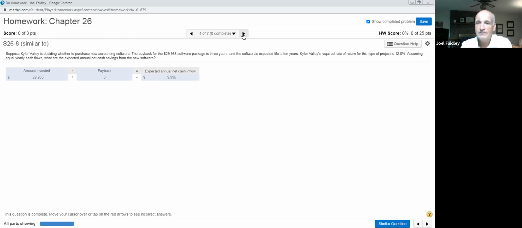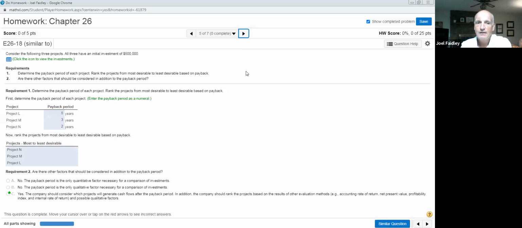You don't care about 12% required rate of return. That's when you're getting into those other measures. All we're focusing on in this chapter is payback period, because every company looks at that. All right, number 5.